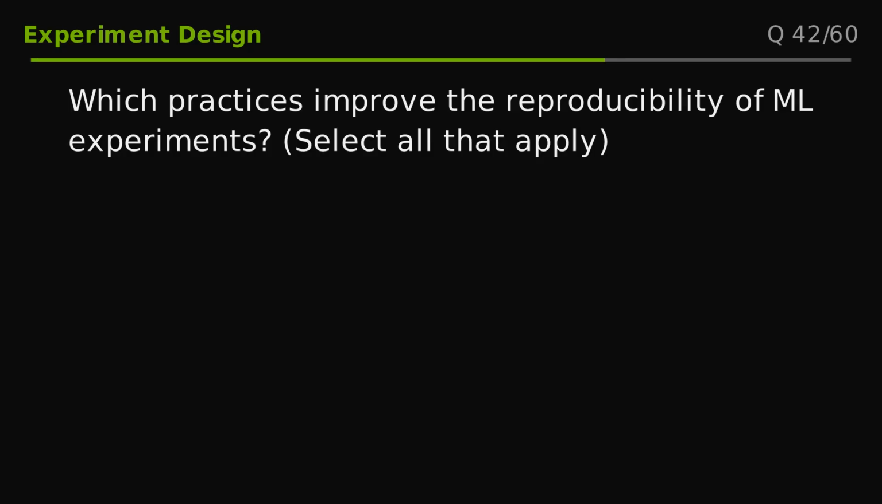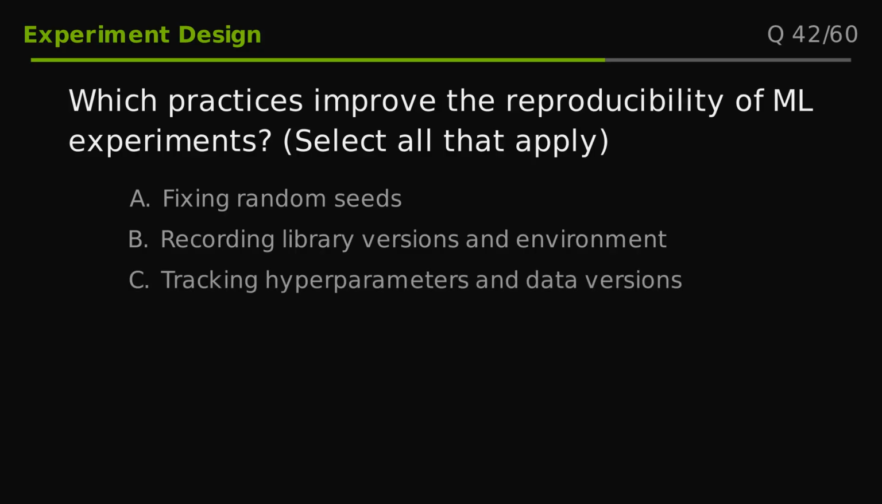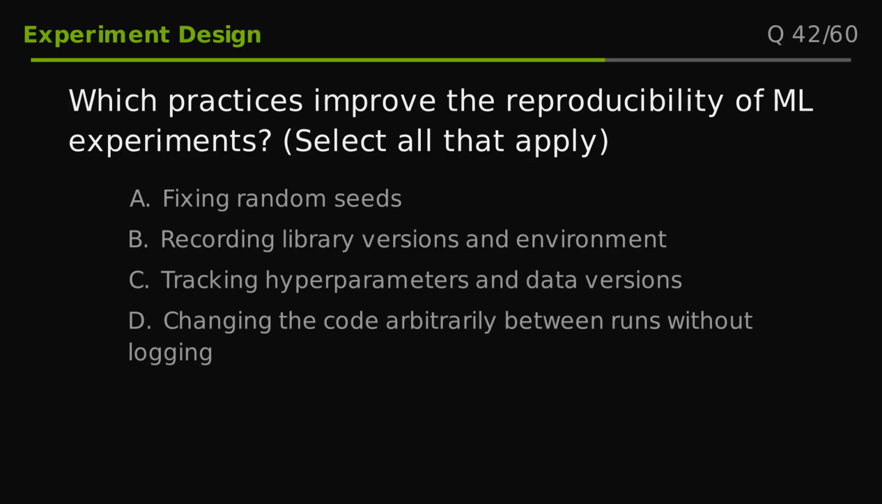Question 42. Which practices improve the reproducibility of experiments? Select all that apply. Option A. Fixing random seeds. Option B. Recording library versions and environment. Option C. Tracking hyperparameters and data versions. Option D. Changing the code arbitrarily between runs without logging.